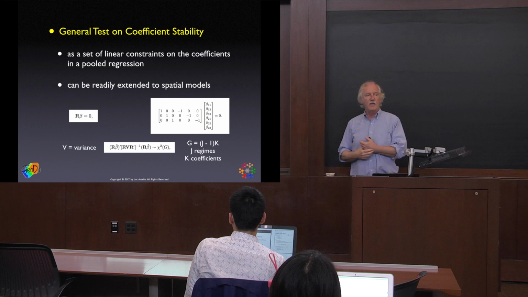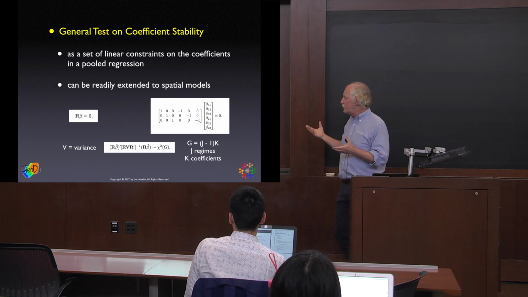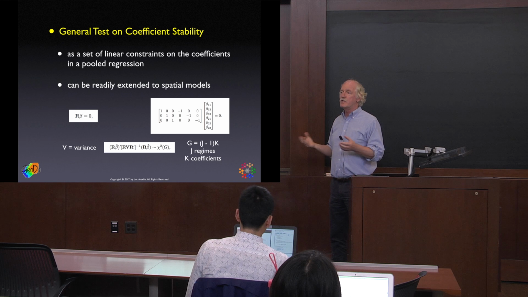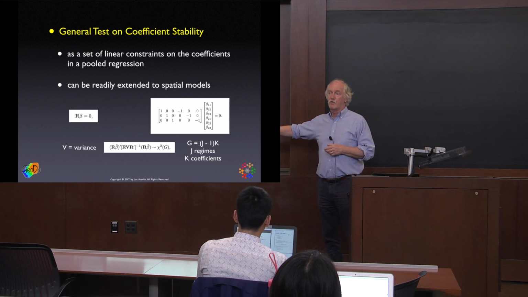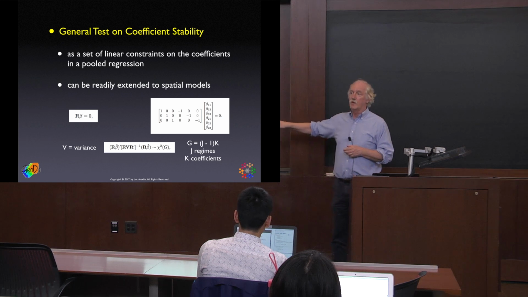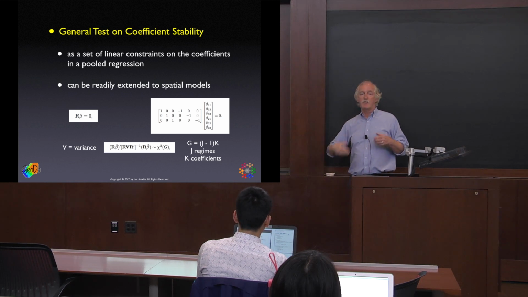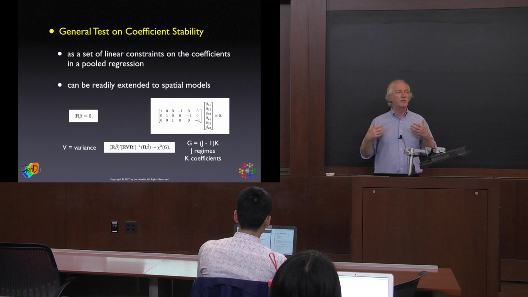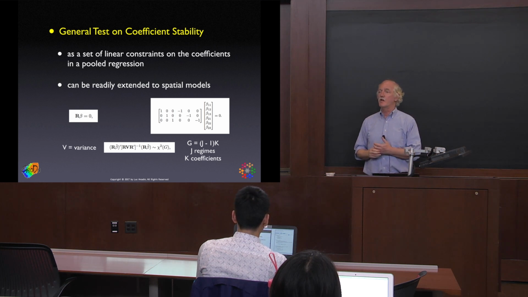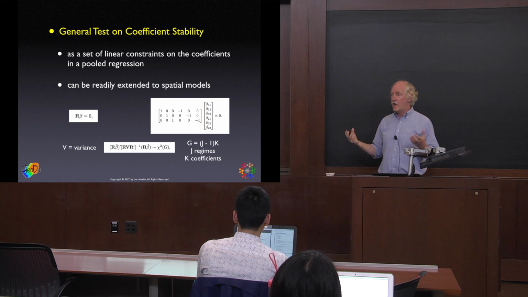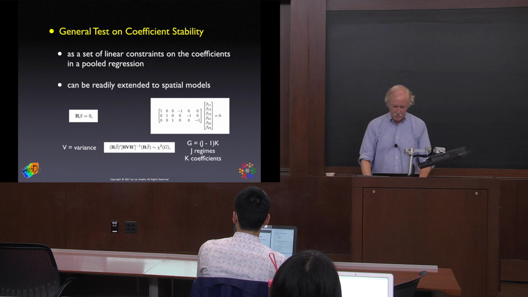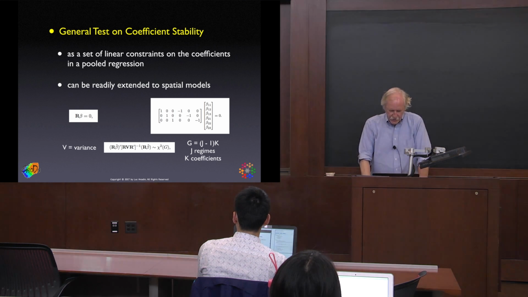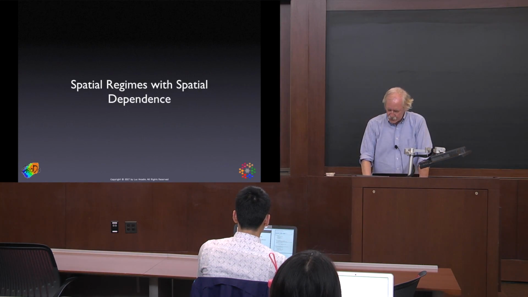And as I said, the nice thing of this approach is that it generalizes very easily to any model where you can come up with the V. Of course, that's the tricky part, right? So if we do this in a spatial lag model or in a spatial error model, the key will be to come up with the proper variance covariance matrix. But once we have that, the mechanics are exactly the same. It's just matrix algebra. So this is a general test on coefficient variability.